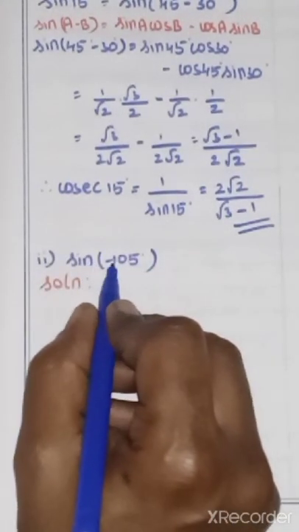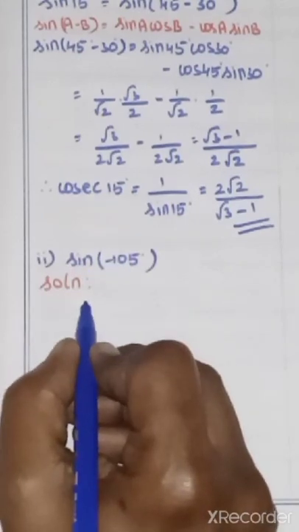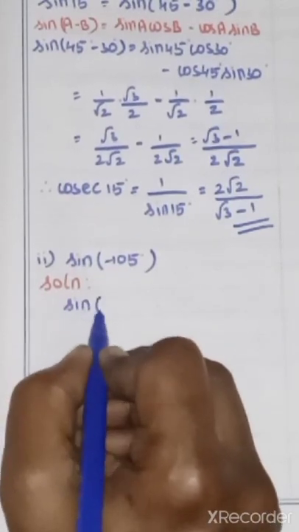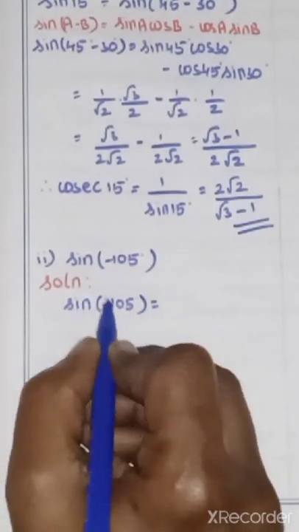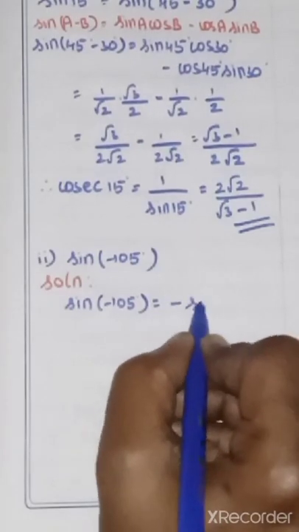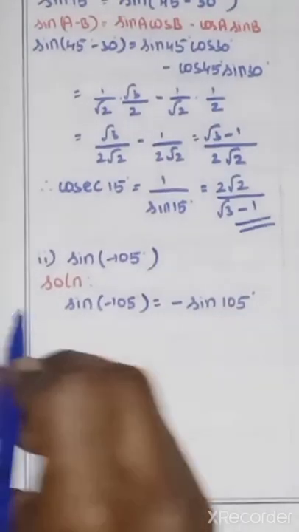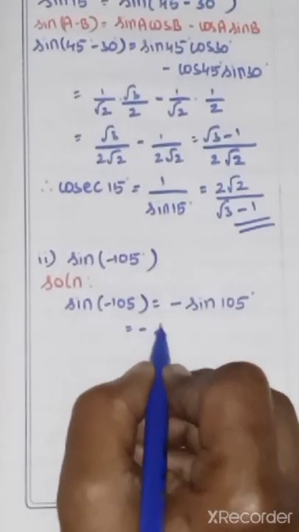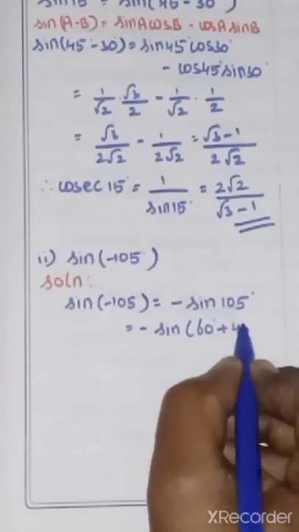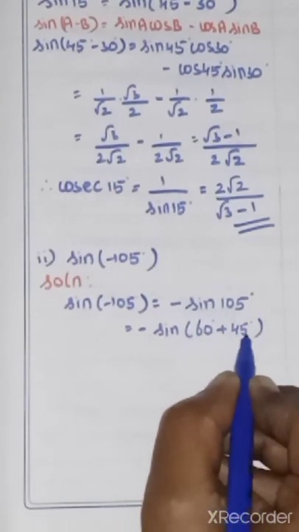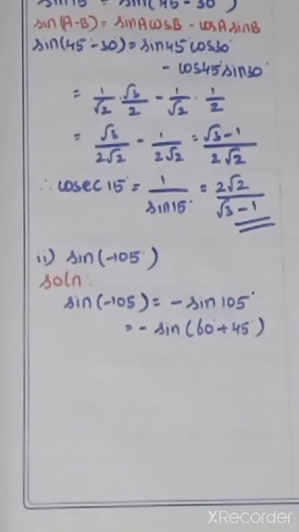Sine is an odd function, correct? So sine of minus theta equals minus sine theta. So sine of minus 105 degree can be taken as minus sine 105 degree. Now, this 105 can be taken as 60 degree plus 45 degree, since 60 plus 45 is 105. Correct? Now, what is the sine (a plus b) formula?